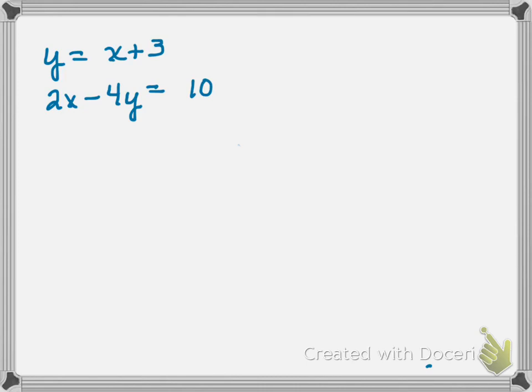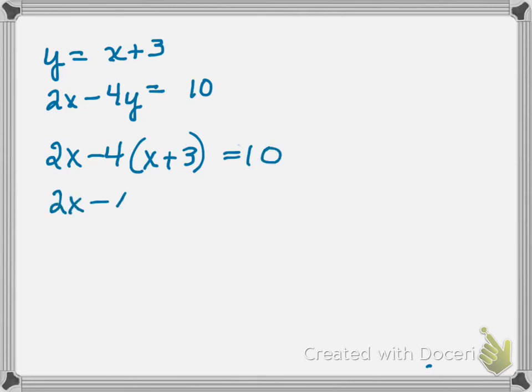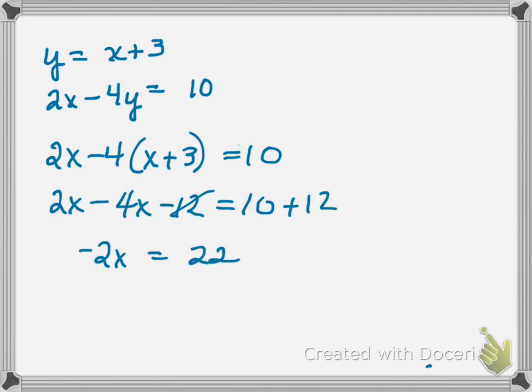All right, next problem is a substitution problem. And just like we've been doing these all along, you're going to want to replace the y with what y is equal to. So 2x minus 4x minus 12 is equal to 10, which means I have a negative 2x. Move that 12 over or add 12 to both sides. That gives me 22. Change my signs. Divide by 2, I get negative 11. So there's one of my answers.